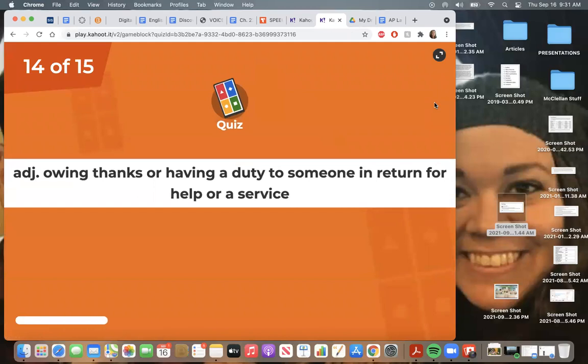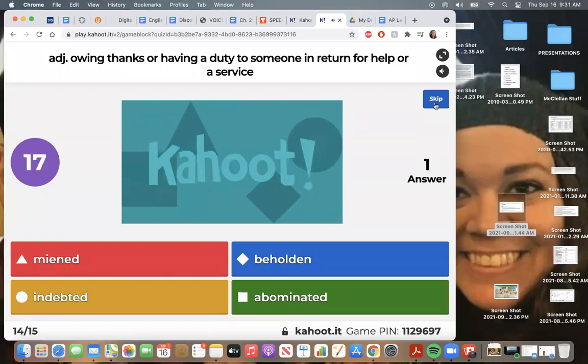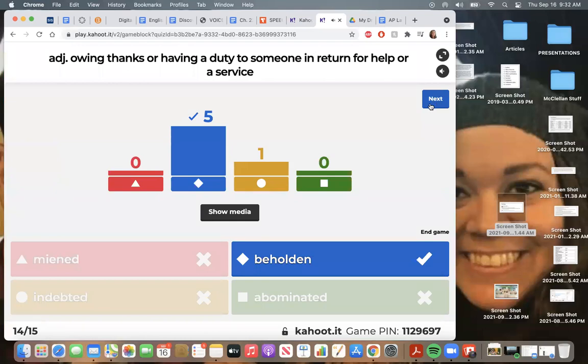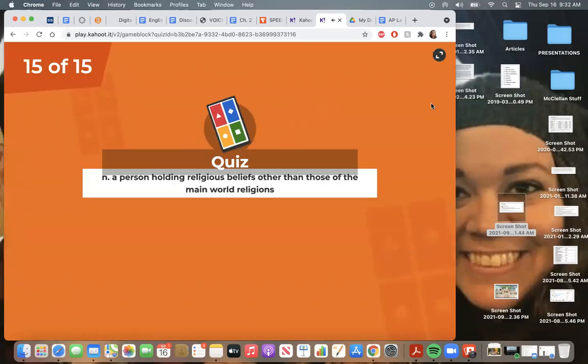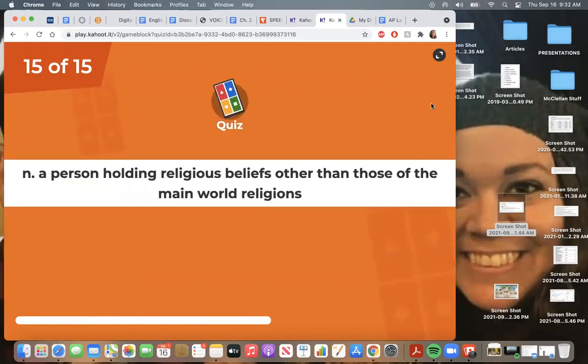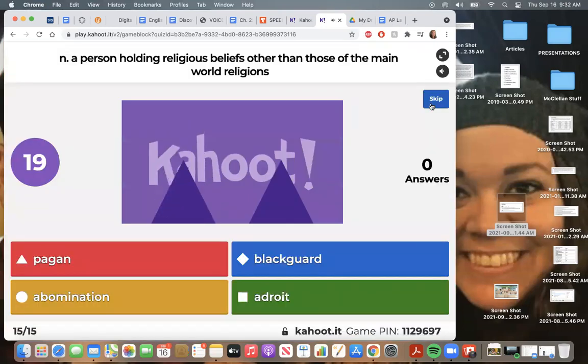All right, 2 more. Owing thanks or having a duty to someone in return for help or a service. Is it meaned, beholden, indebted, or abominated? I made up some words there. Nice. Yep. Good, good, good. And last one. John's killing it. A person holding religious beliefs other than those of the main world religions. Pagan, blackguard, abomination, or adroit.